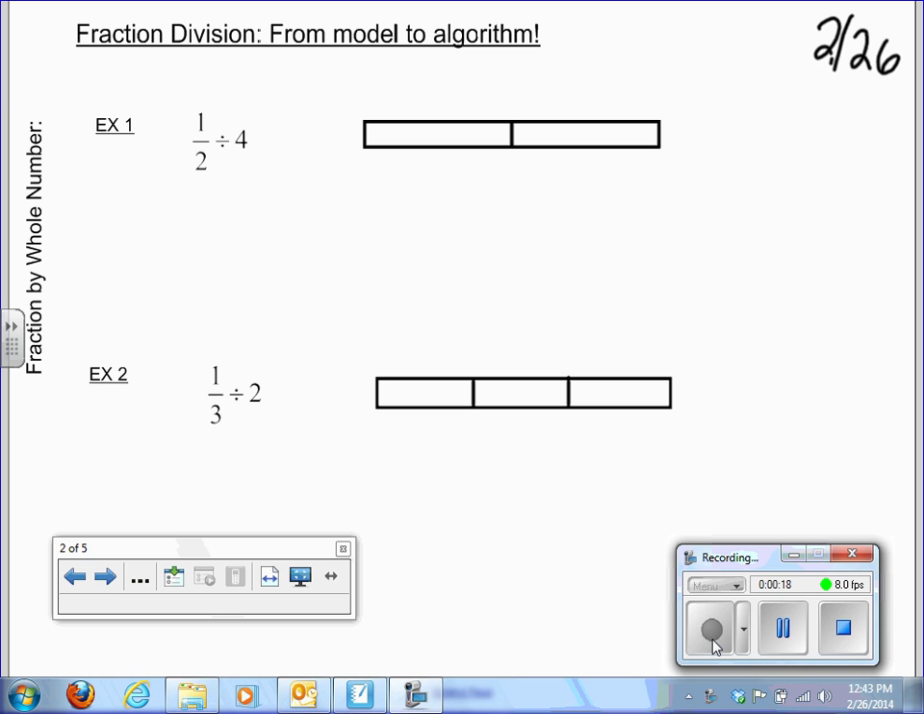In my model, though, what am I doing? Marissa? Dividing 1/2 into 4 different pieces. Good. We're dividing it into 4 different pieces, right? But I can't leave the other half not the same size pieces, so I have to divide this side as well. All right? And we're being asked to find out what's the size of one of those pieces.